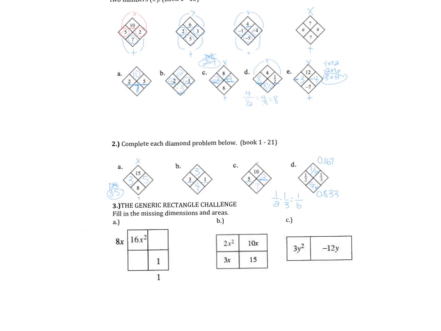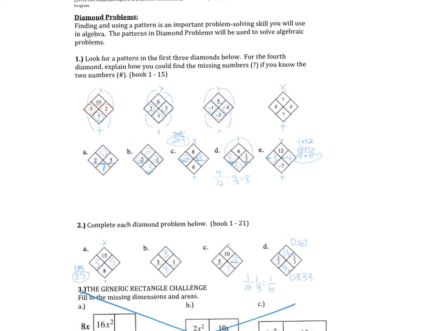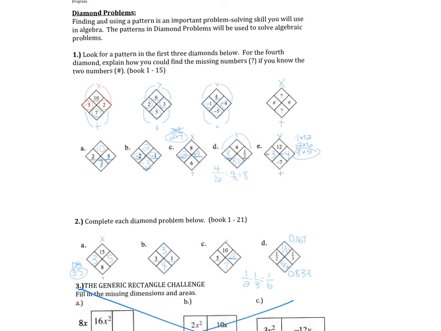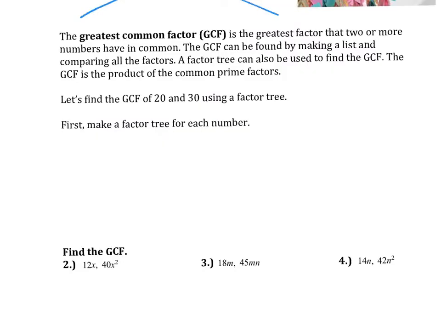So we are going to skip problem 3. We're going to get into that next week. So this first part is just kind of recapping diamond problems. The second part of this is on the greatest common factor, or what is called GCF. And this is something that you've actually done in years past, maybe middle school, 6th grade, 7th grade. And you are going to find what they have in common.